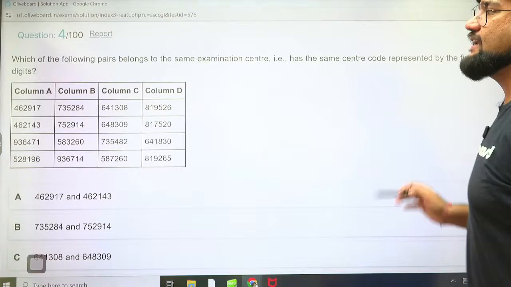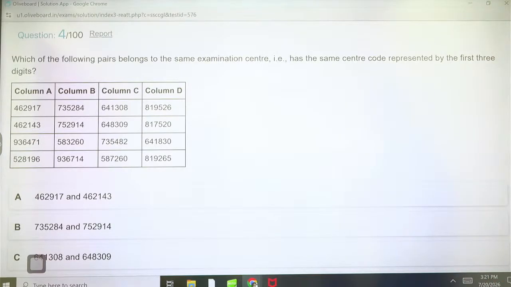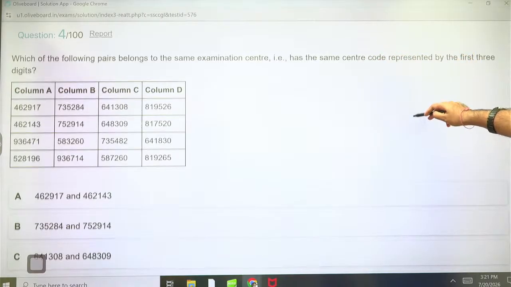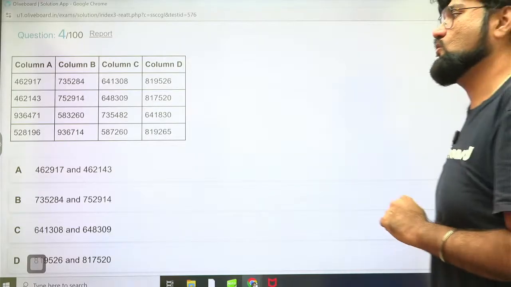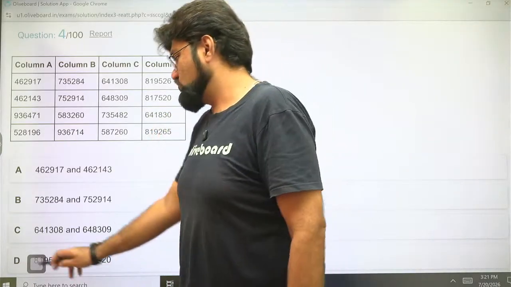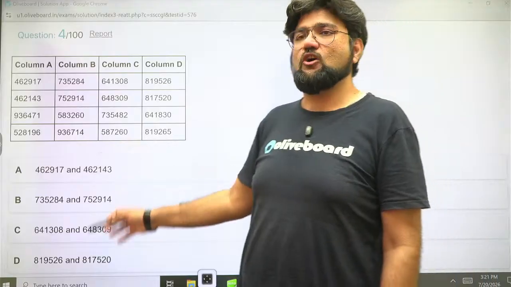Now here the question is saying, which of the following pairs, you need to pick up two roll numbers which belong to the same examination center, and the same center code is represented by the first three digits. That means the first three digits should be the same. That's exactly what it's trying to ask you. Now there are two different approaches to this question. Approach number one is you straight away check the options.